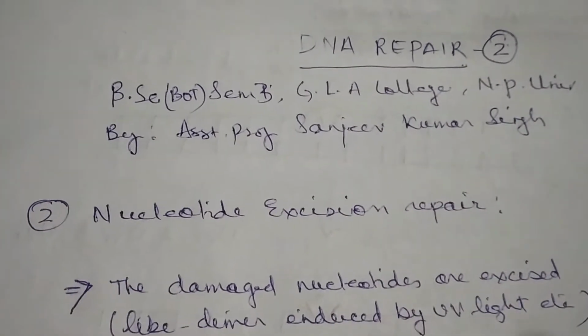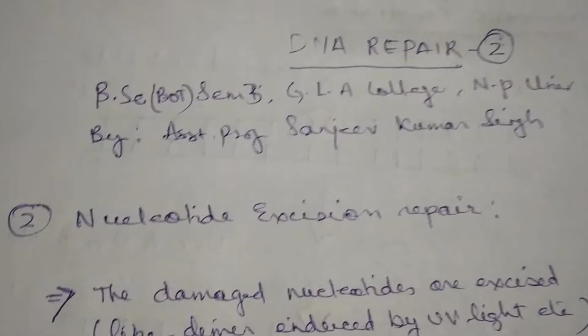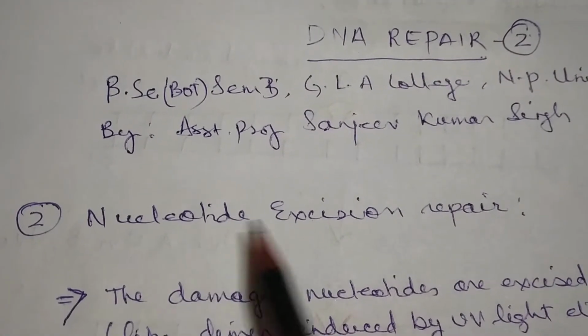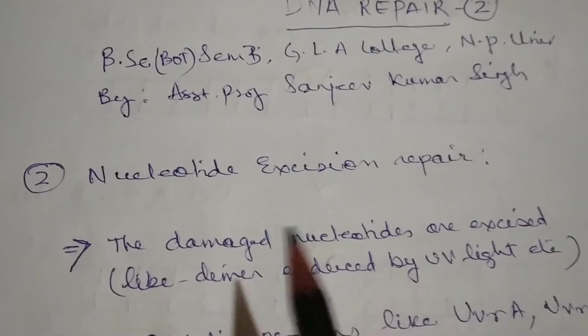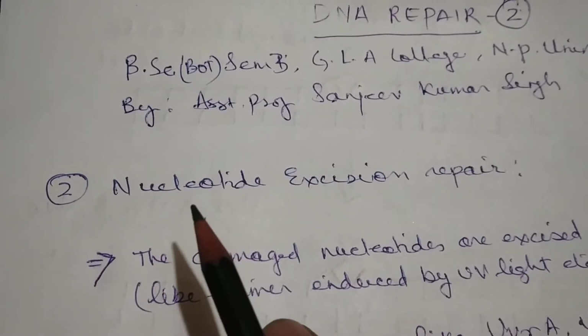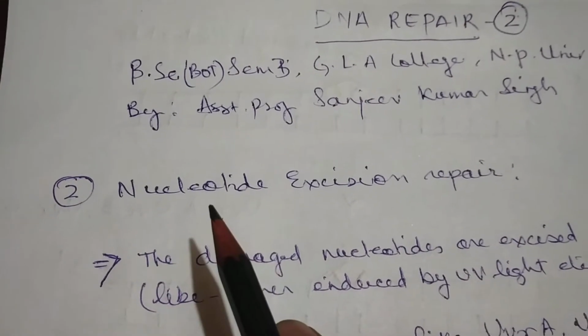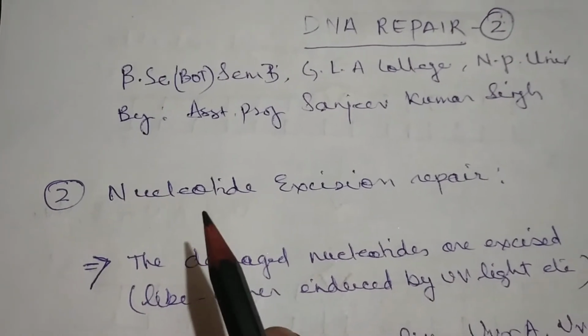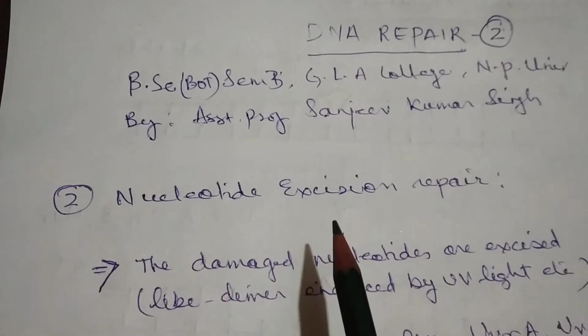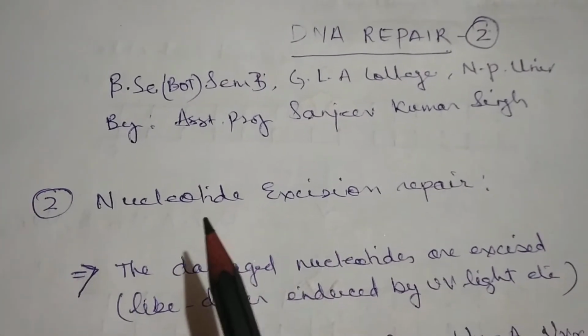So the second method of DNA repair is nucleotide excision repair. Now, earlier when we discussed base excision repair, the base was excised first. Now the nucleotide will be excised. Nucleotide means the sugar, the phosphate and the base, all three included.